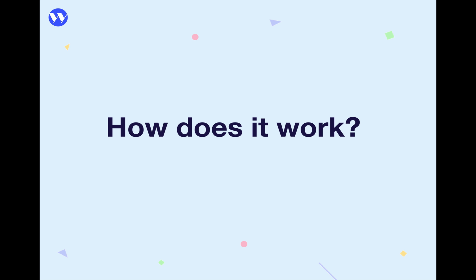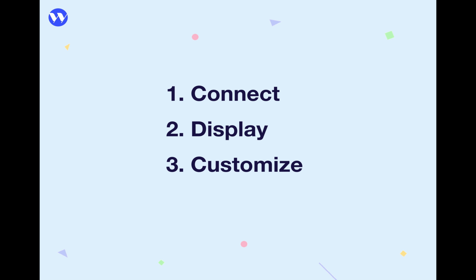Okay, so how does this all work? Well, you can think of WP Shopify in 3 steps. The first thing you do is you connect the plugin to your Shopify store. This is also known as the syncing process. And once the syncing process is finished, you can then display your products or collections on any page that you wish. And our display process takes 3 different approaches.